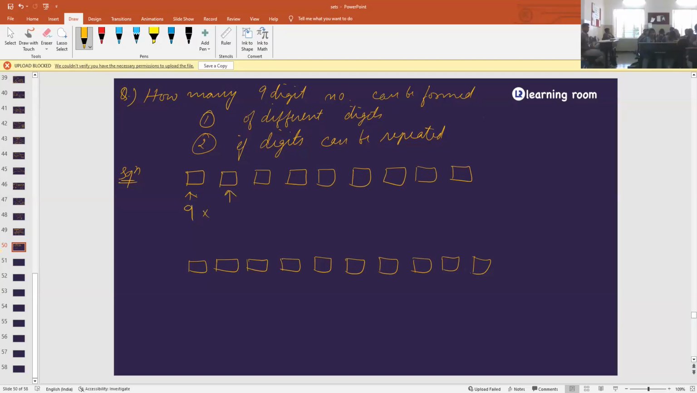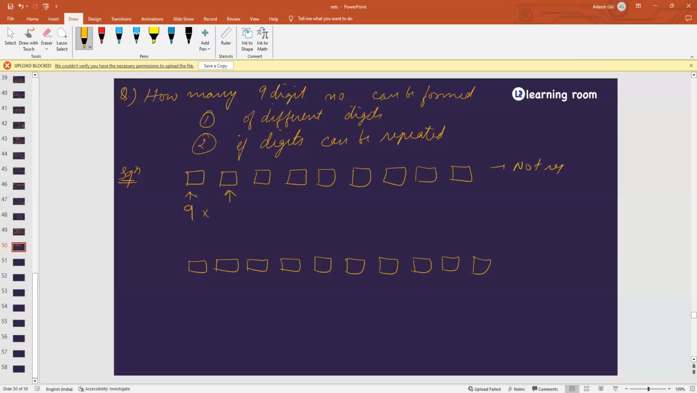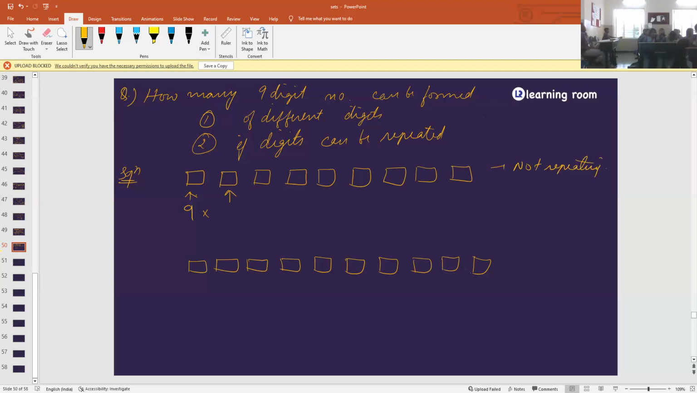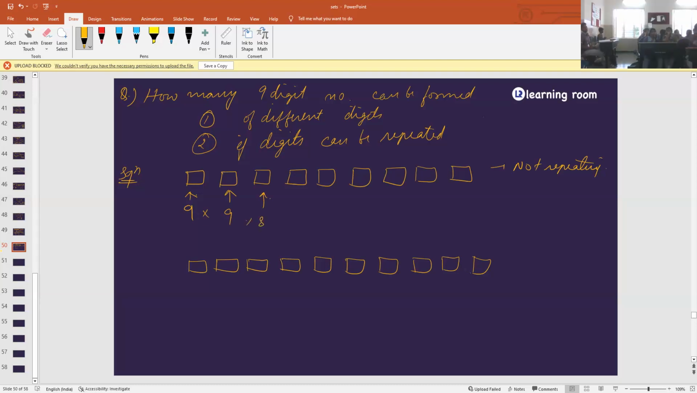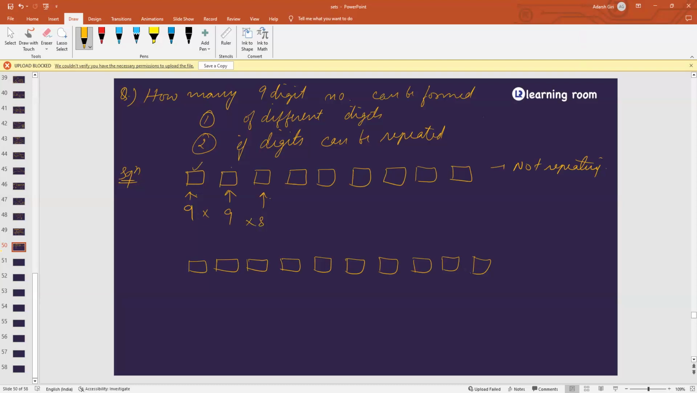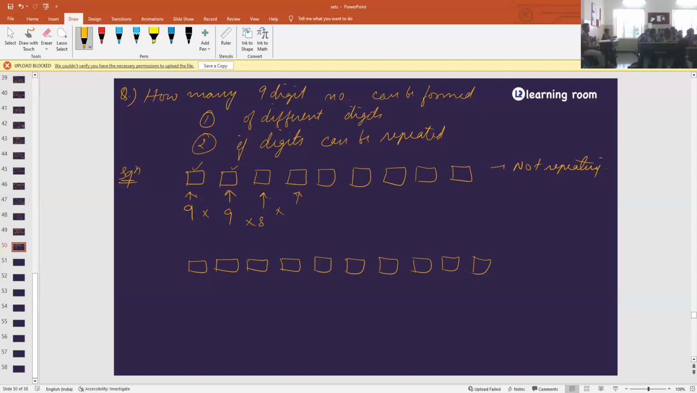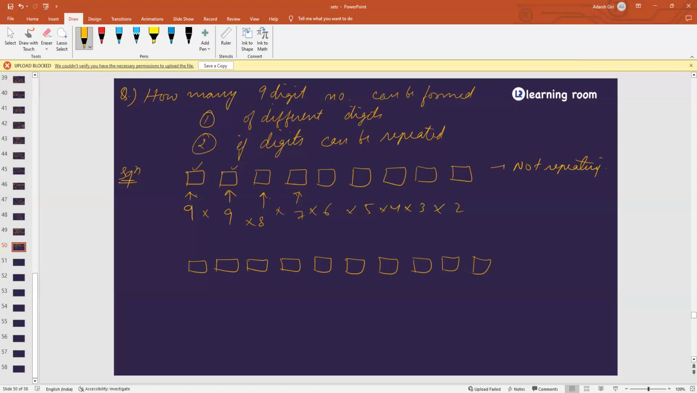Now, what are the possibilities for the second place? This is not repeating. 9, sir. Now can you put 0? Yes, now you can put 0. No problem in the second number. Now what numbers here? 8, sir. Good, because one number you have kept here, and of the rest between 0 to 9 only 8 numbers are left. Now what number? 7, 6, 5, 4, 3, 2.